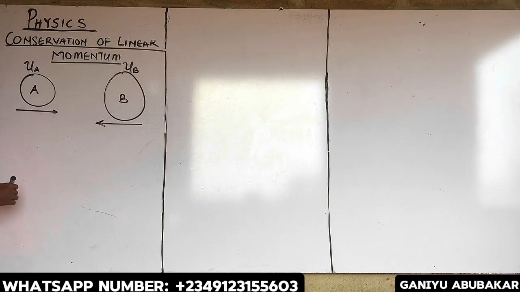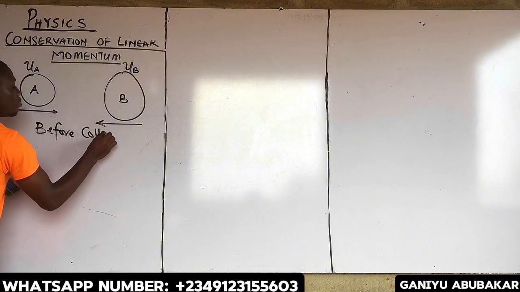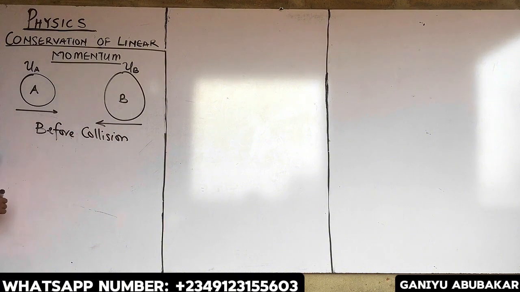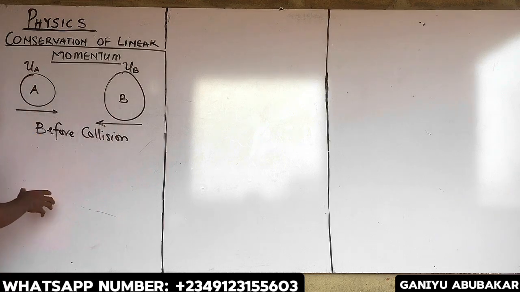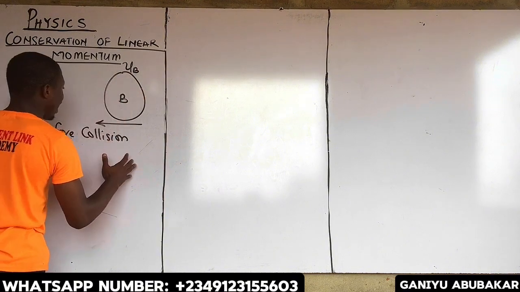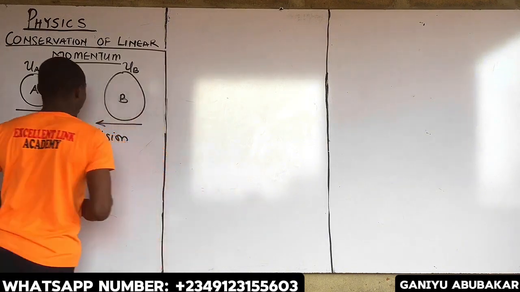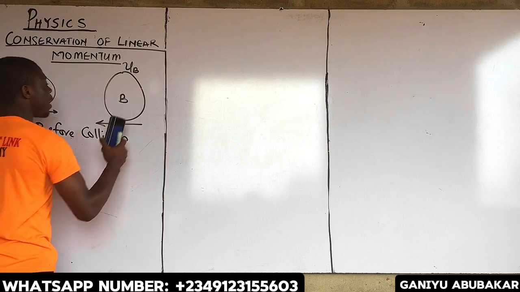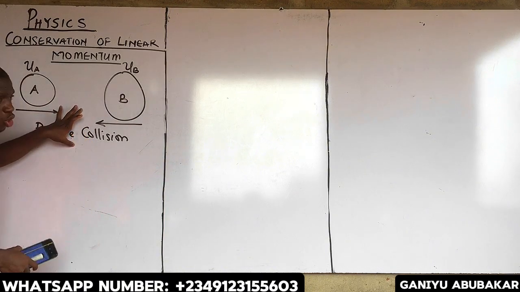This one here is called before collision. I'm having an object here and an object here, coming in opposite directions. B is going like this, while object A is moving like this. So they are both trying to collide. So this is before collision.